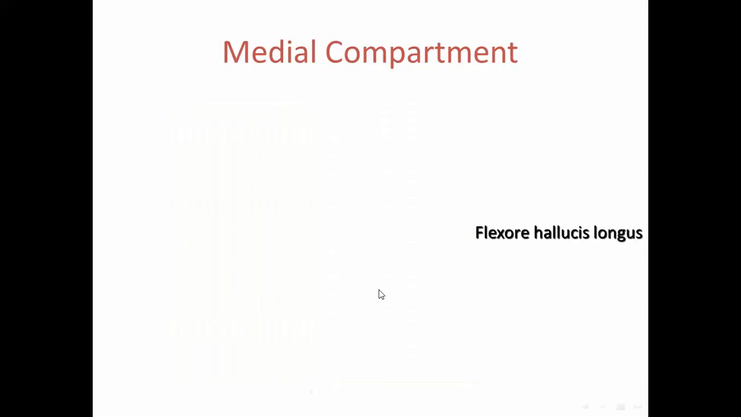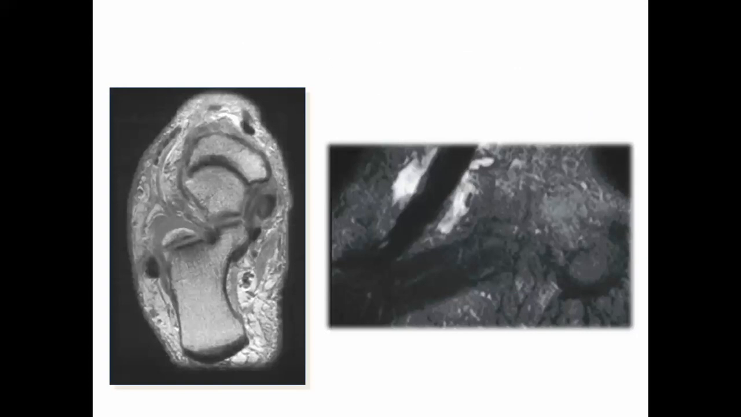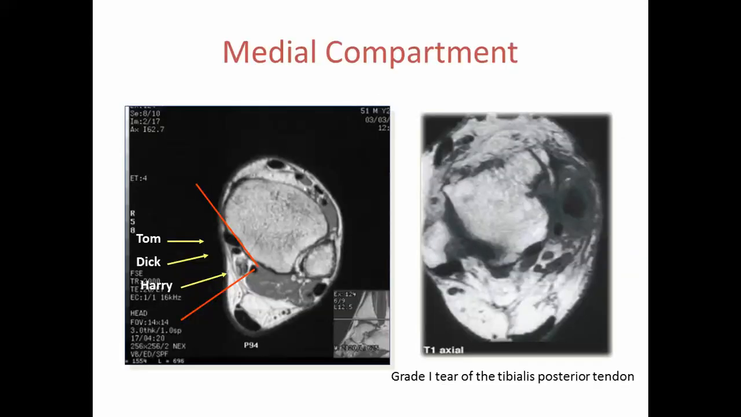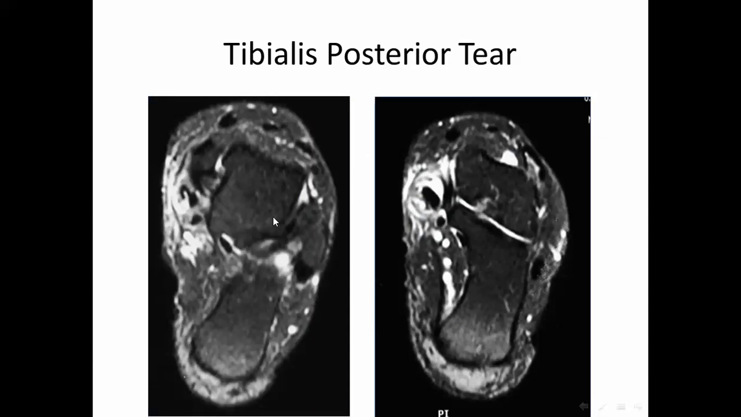So to repeat again, in the medial compartment we have the tibialis posterior tendon, the flexor digitorum, and the flexor hallucis. This is an example of a grade 1 tear of the tibialis. There is no cut, there is only swelling and edema of the tibialis posterior tendon. Here, the same: swelling and peritendinous fluid. This is a tibialis posterior tear.